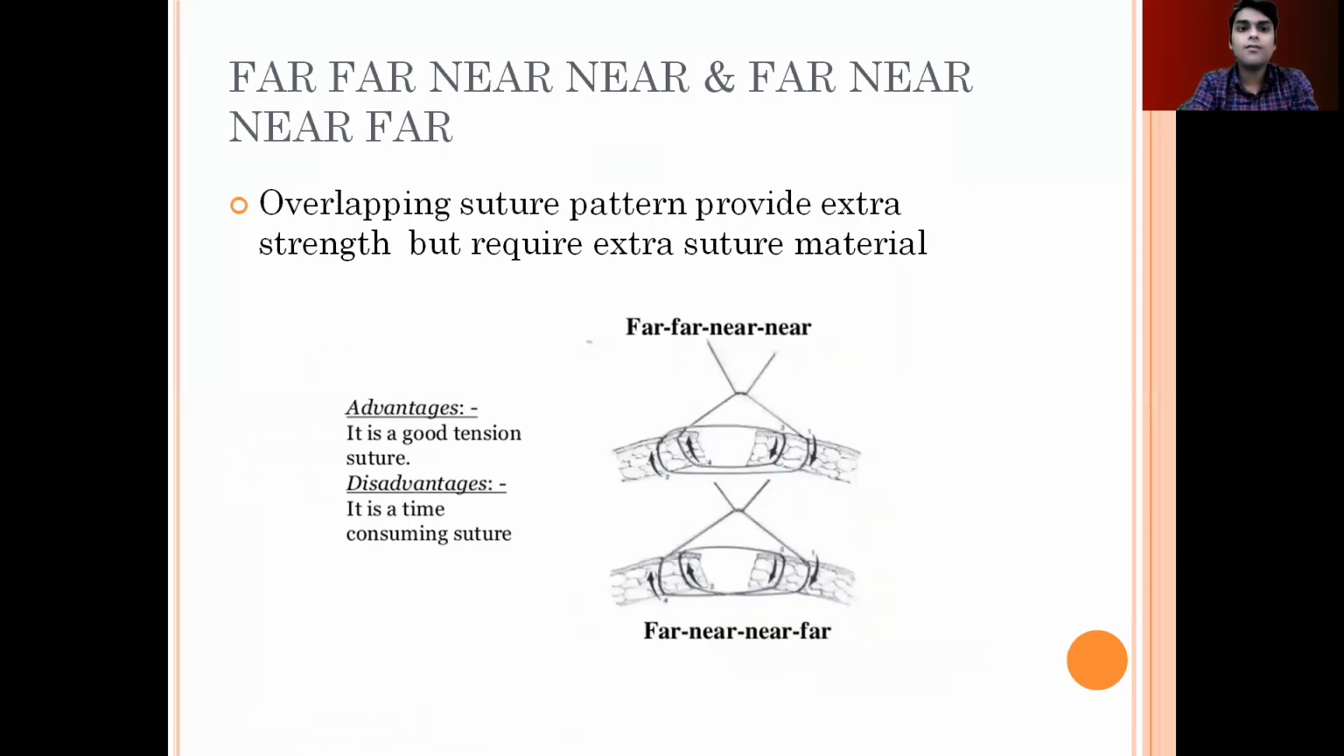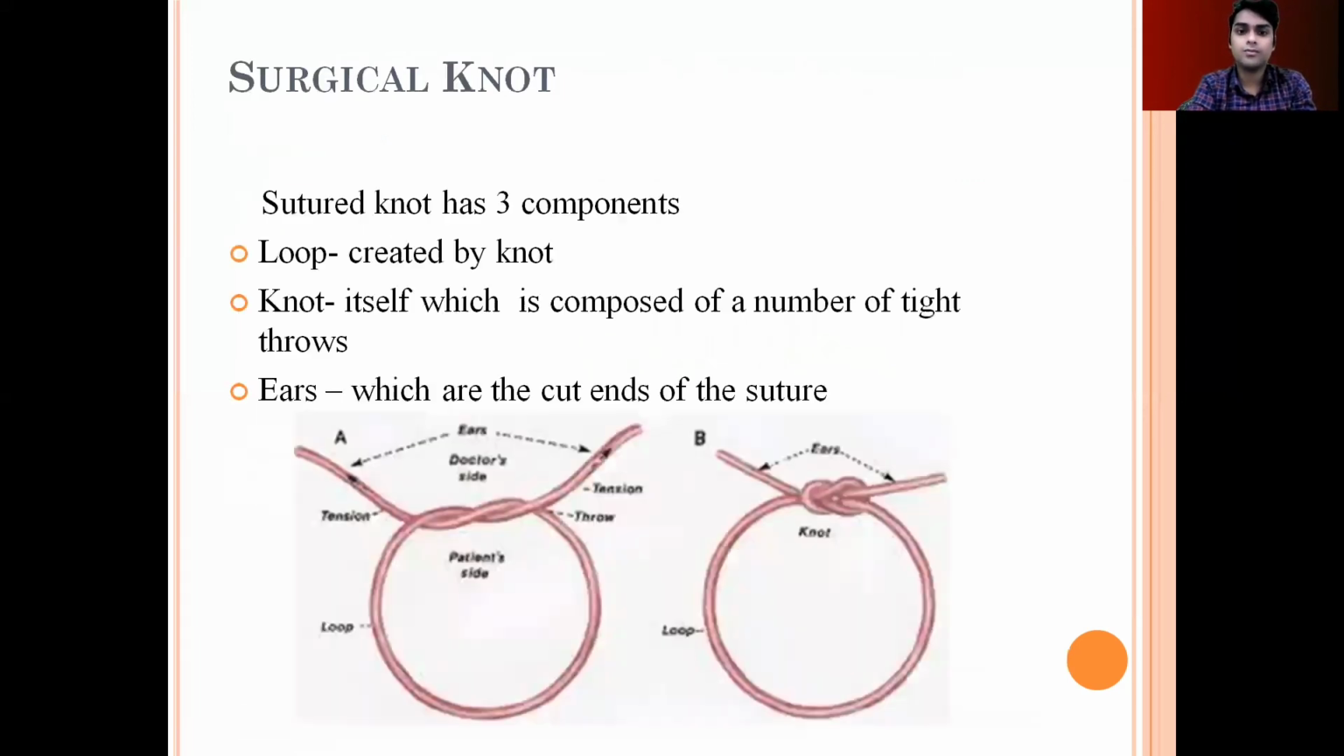Now the far, near, near, far suture techniques. It is an overlapping suture pattern. It provides extra strength but requires extra suture material as well. The advantage is that it is a good tension suture. The disadvantage is that it is a time-consuming suture.